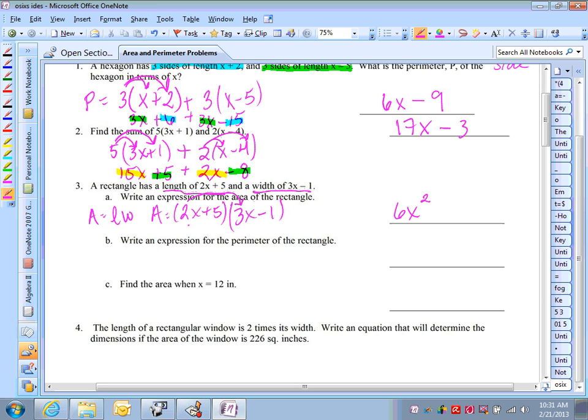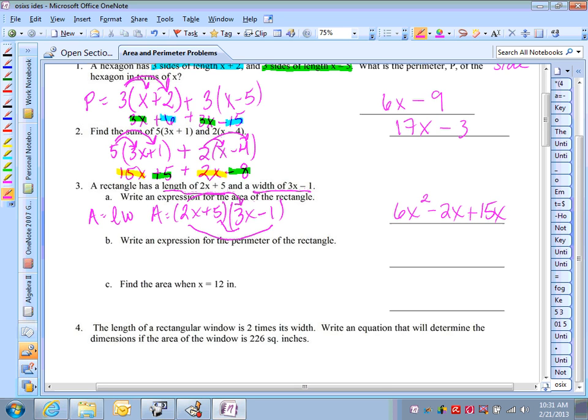Then I multiply my outside 2 terms together. 2x times negative 1 is negative 2x. Then I multiply my inside 2 terms together. That's a positive... 5 times 3x is 15x. No, sorry, that's bad teacher. They almost got a pizza point, but I caught them.